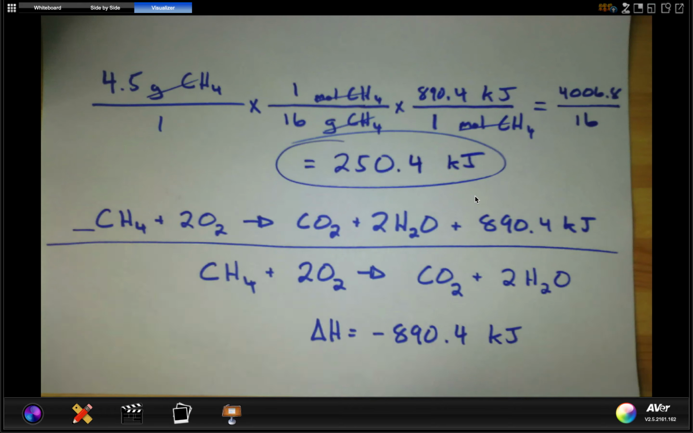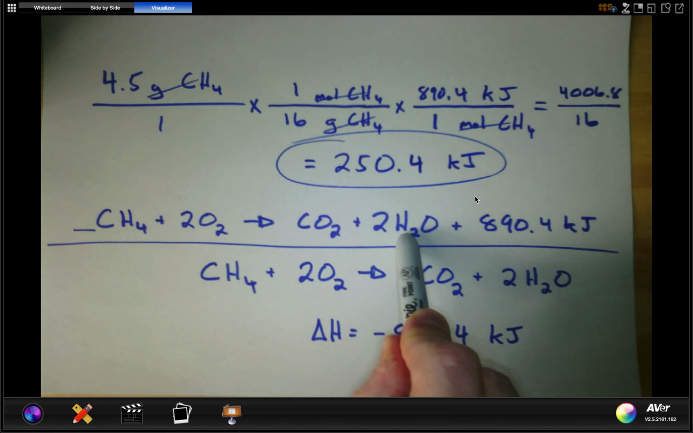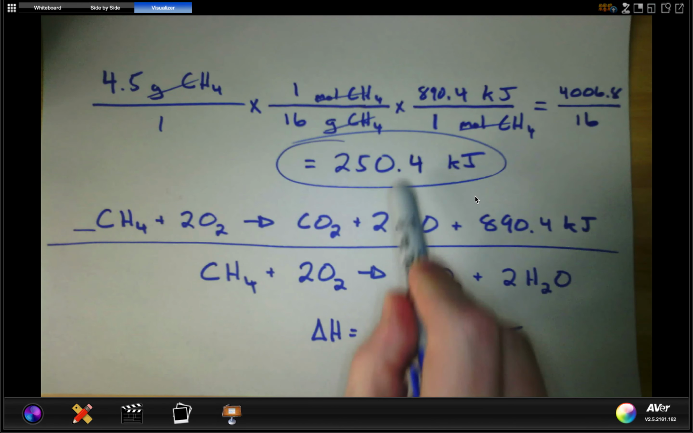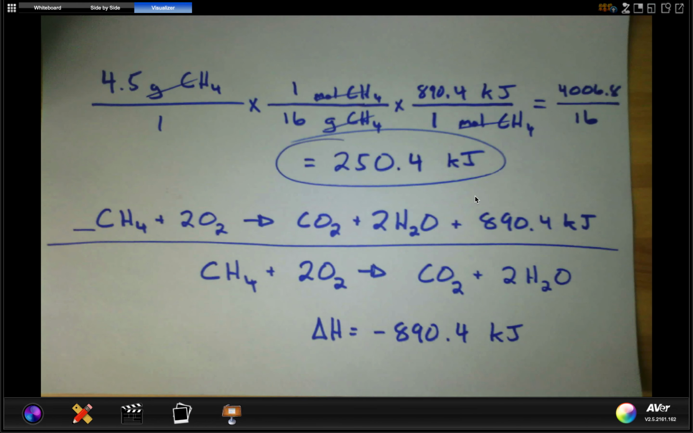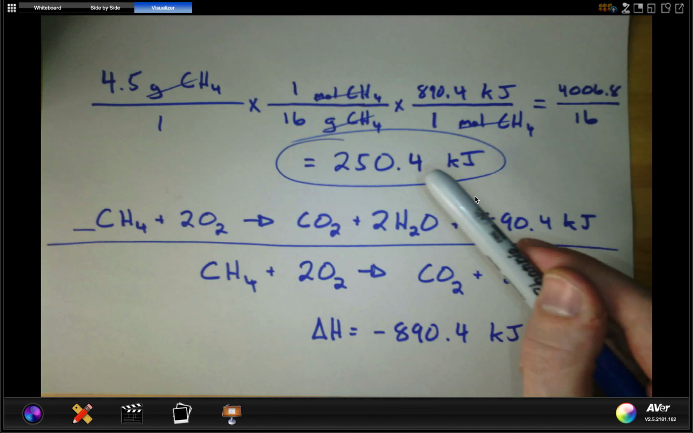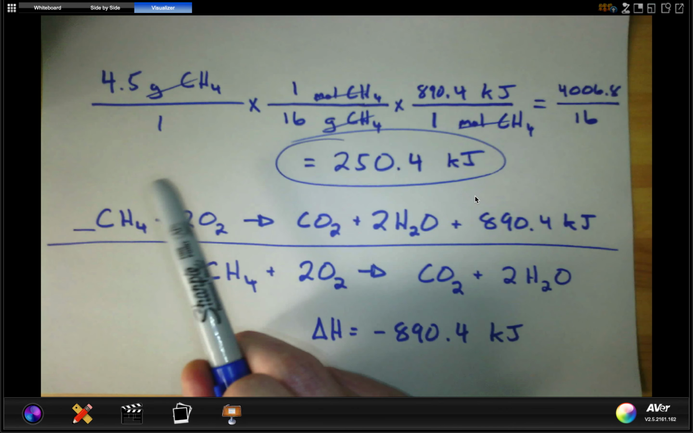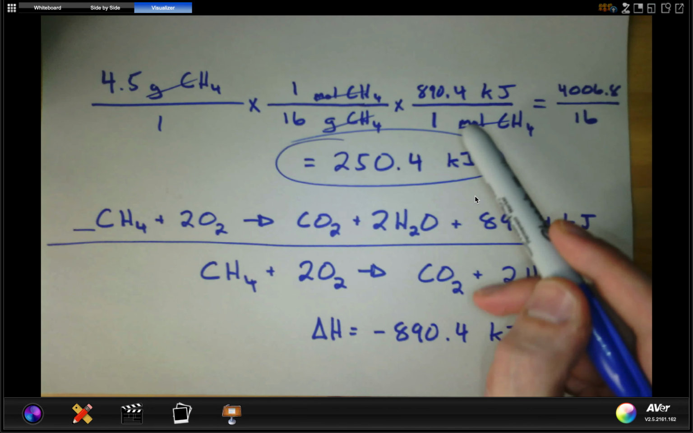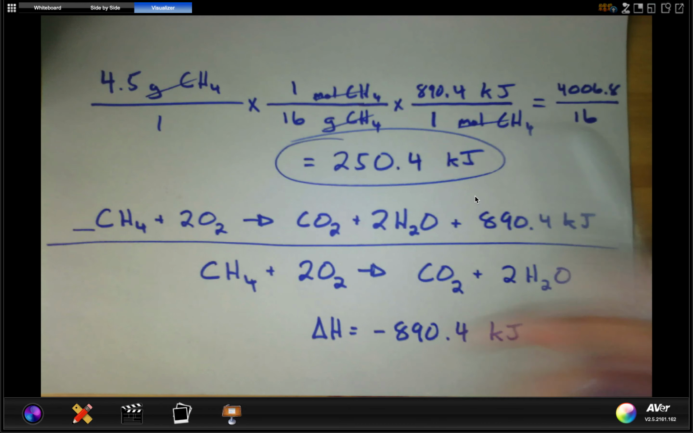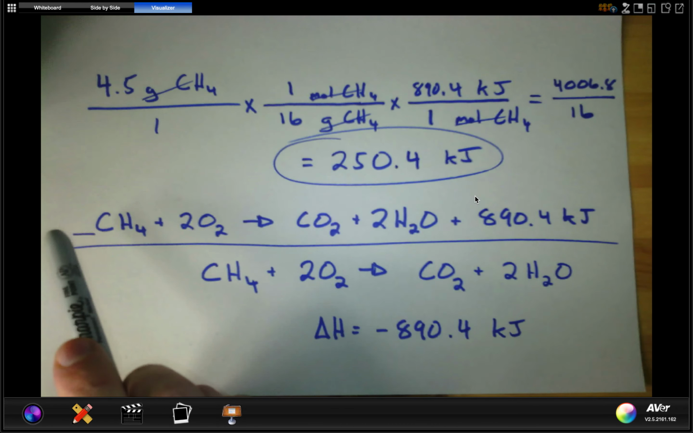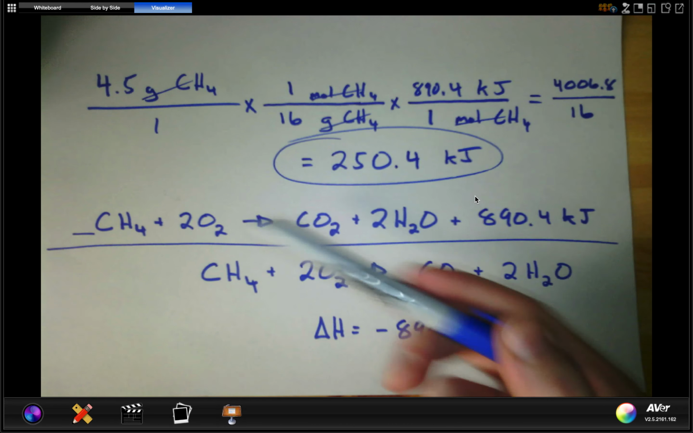So what we just did is we figured out if I take 4.5 grams of methane gas, natural gas, and I combust it, I set it on fire, basically, I combine it with oxygen to release carbon dioxide and water, I'll get 250.4 kilojoules of energy out of that. Now, maybe you see why this is important. This basically allows us to calculate the amount of energy we'll get from a specific amount of fuel.